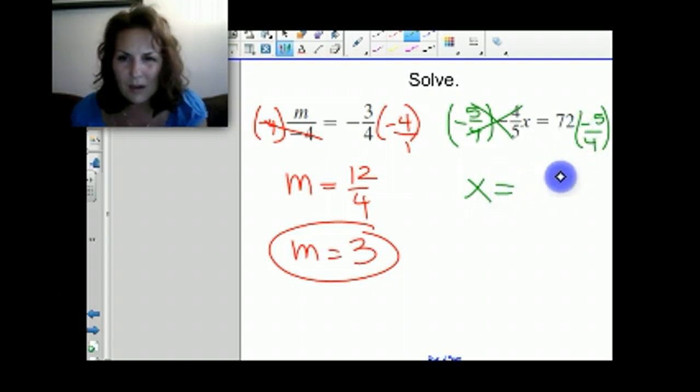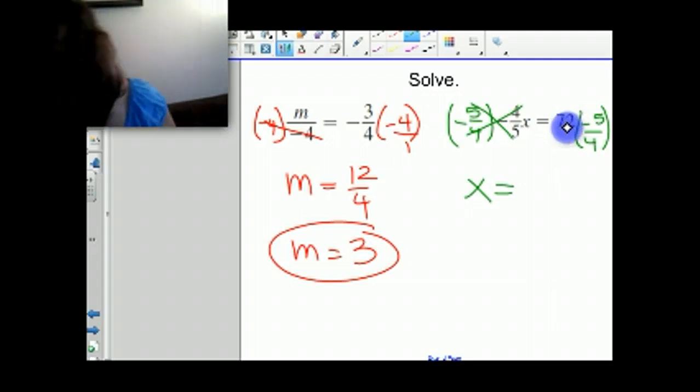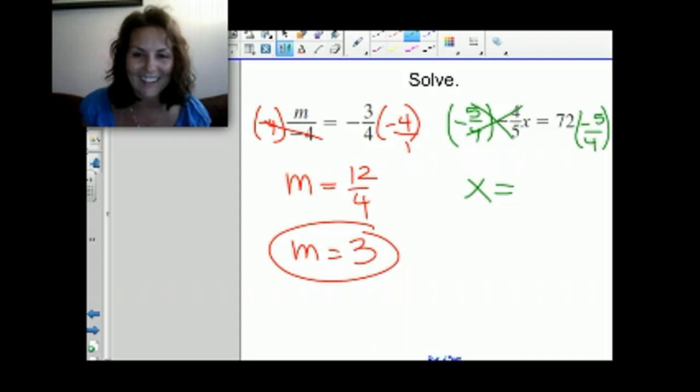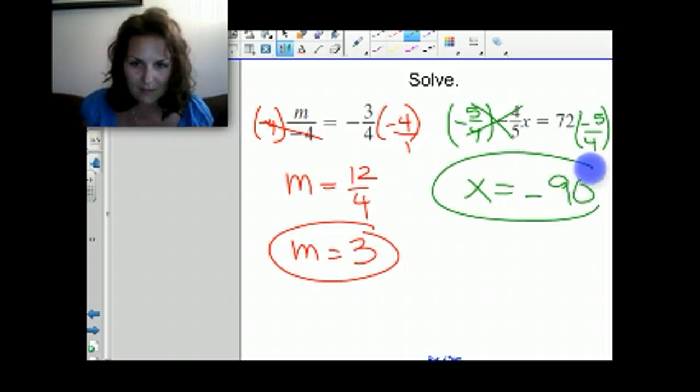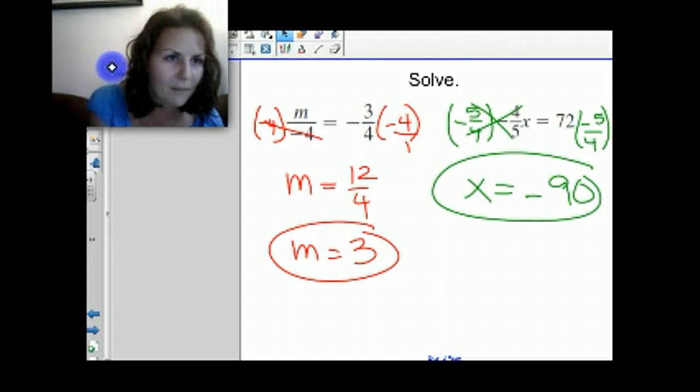Did we have to do this problem? I don't know. Yeah, we did do this problem, didn't we? It equals negative 90. Alright, I told you. It's been a long day. I went to the dentist. Okay.